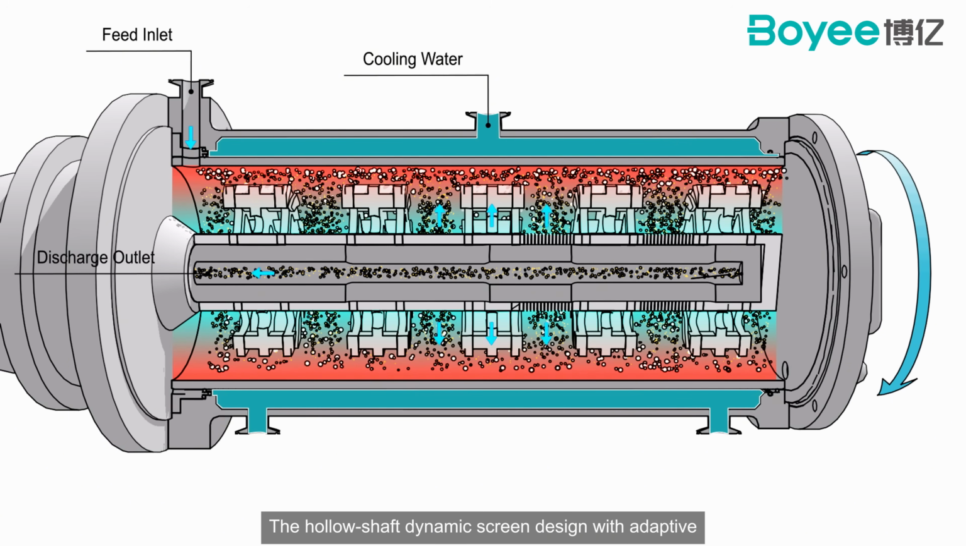Axial discharge. The hollow shaft dynamic screen design with adaptive chamber pressure regulation ensures smooth material discharge while significantly reducing screen clogging risks, enabling high efficiency, stable continuous production.